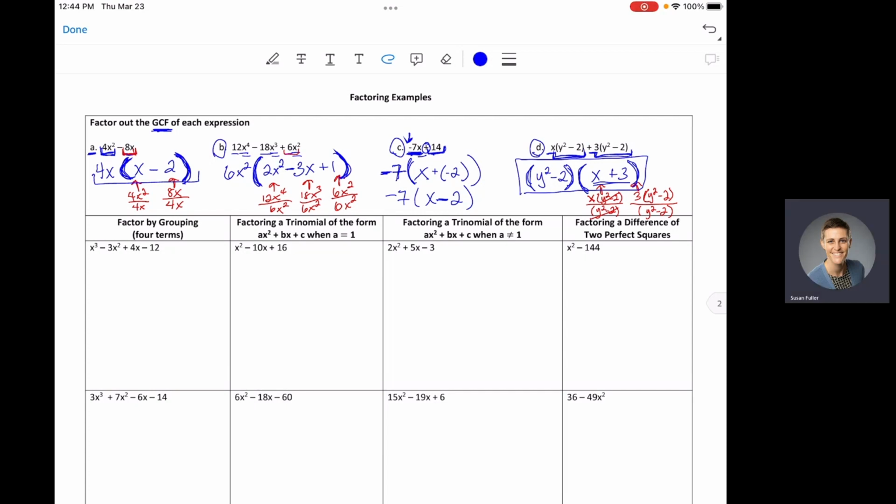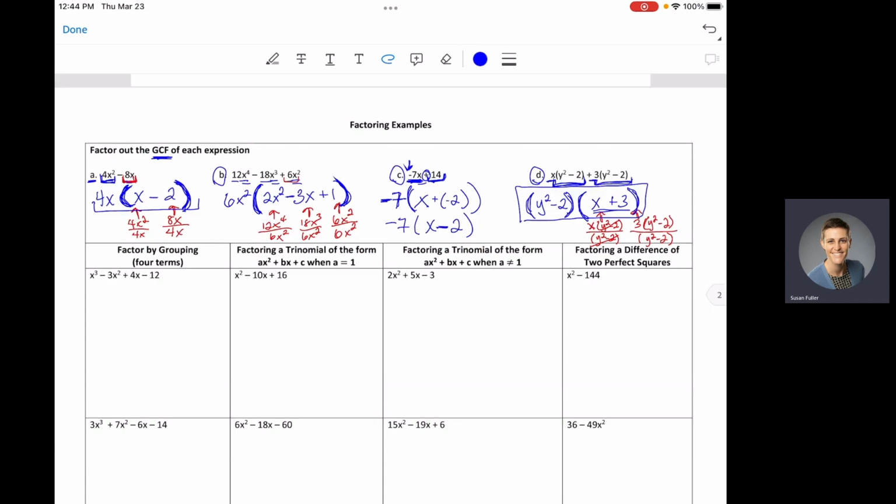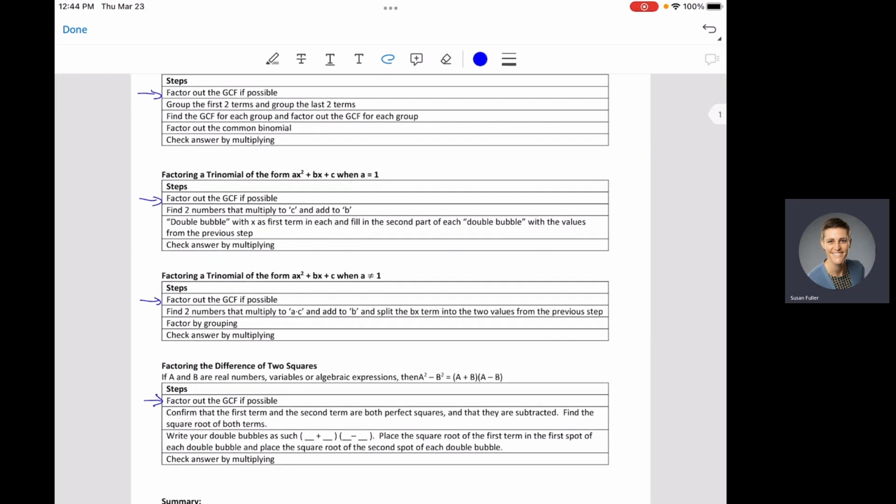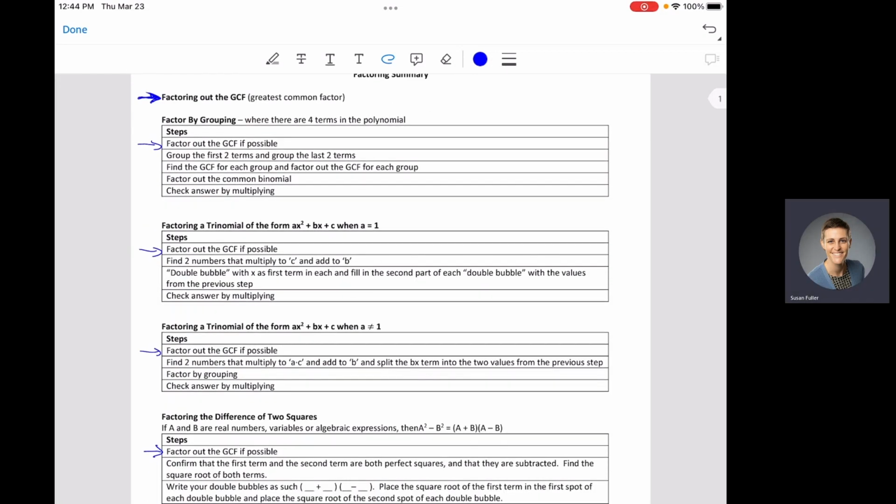So that is how we take out a greatest common factor. You're going to look for the largest thing that divides out of all of your terms, factor it out of everything right off the bat, and then after that, we're going to look to see if there's more work to do inside the parentheses. So let's start with our first process here.